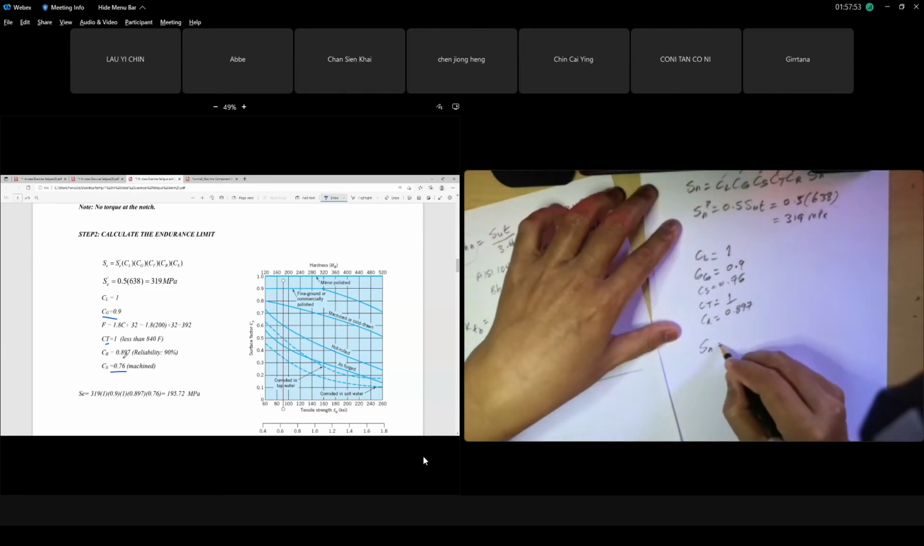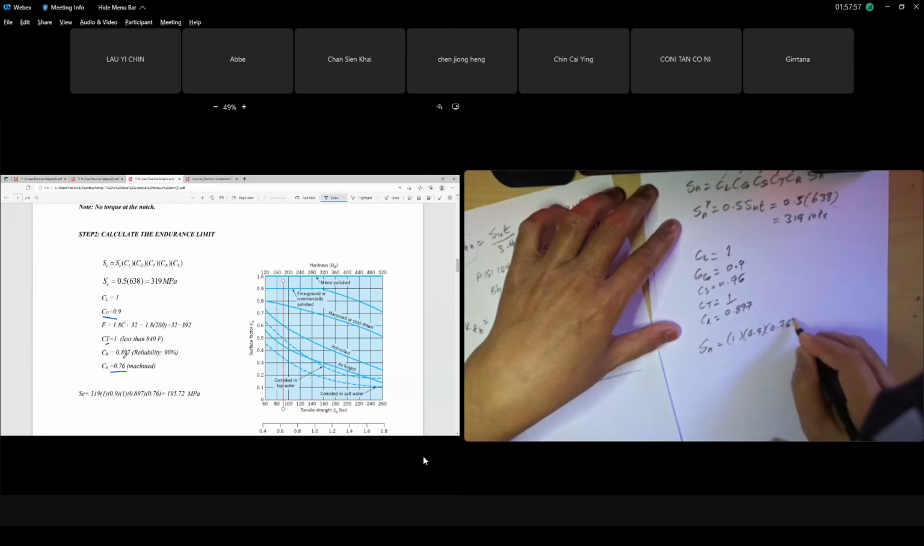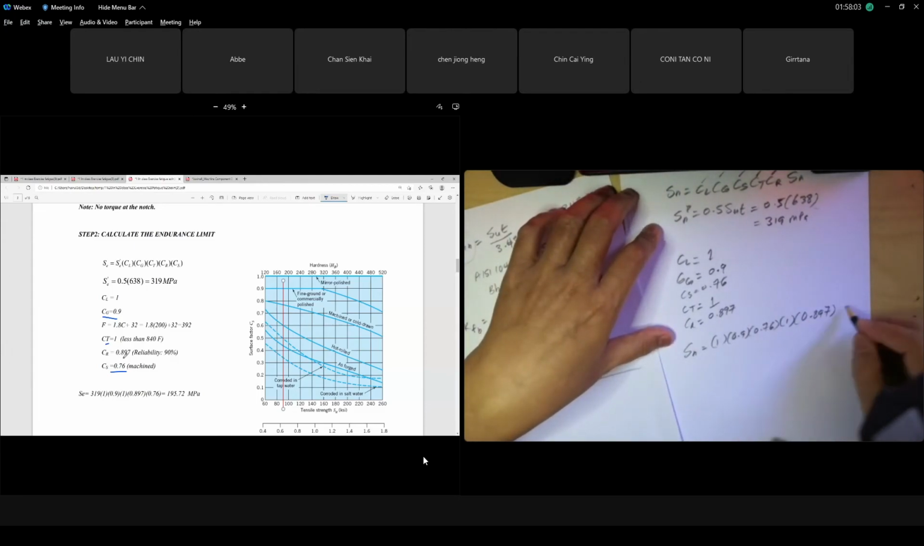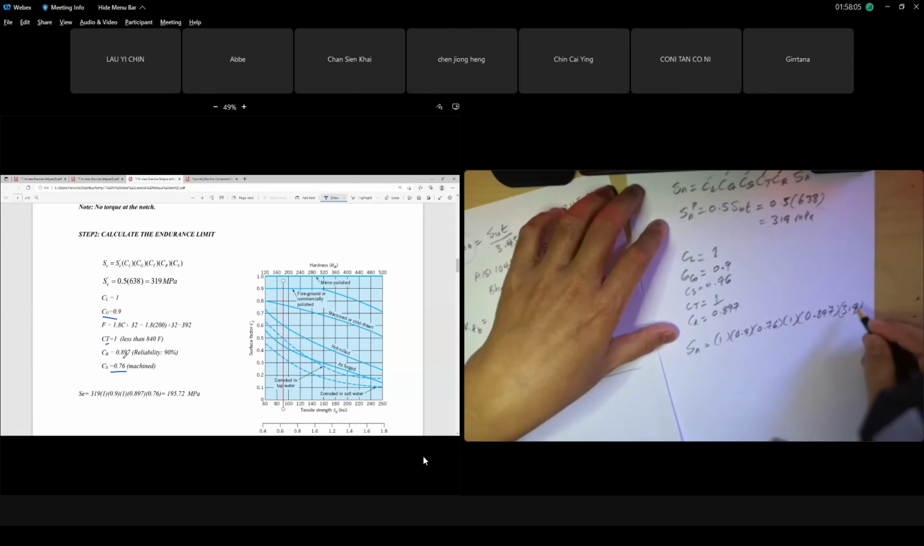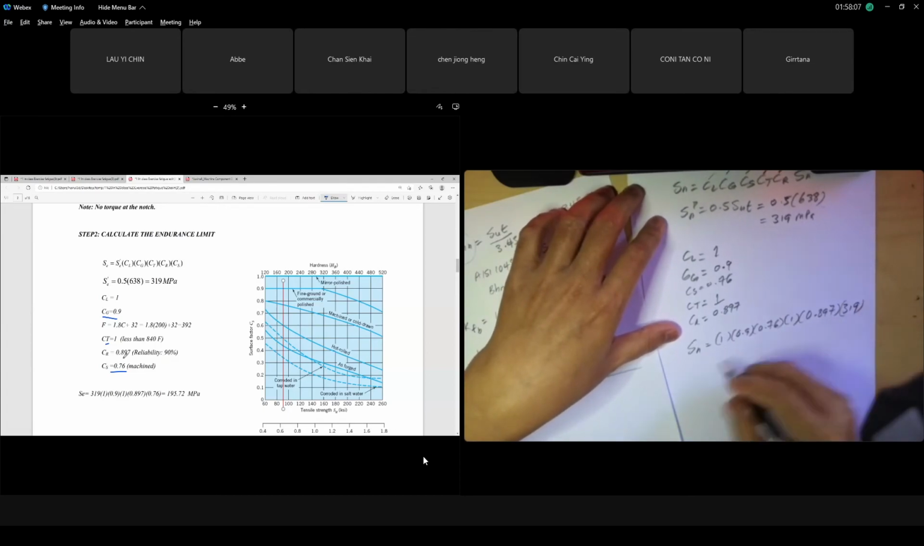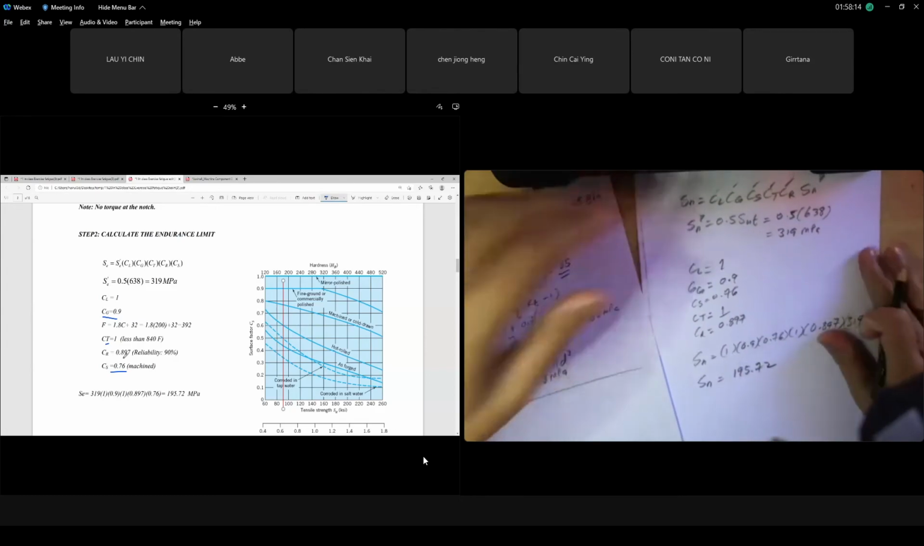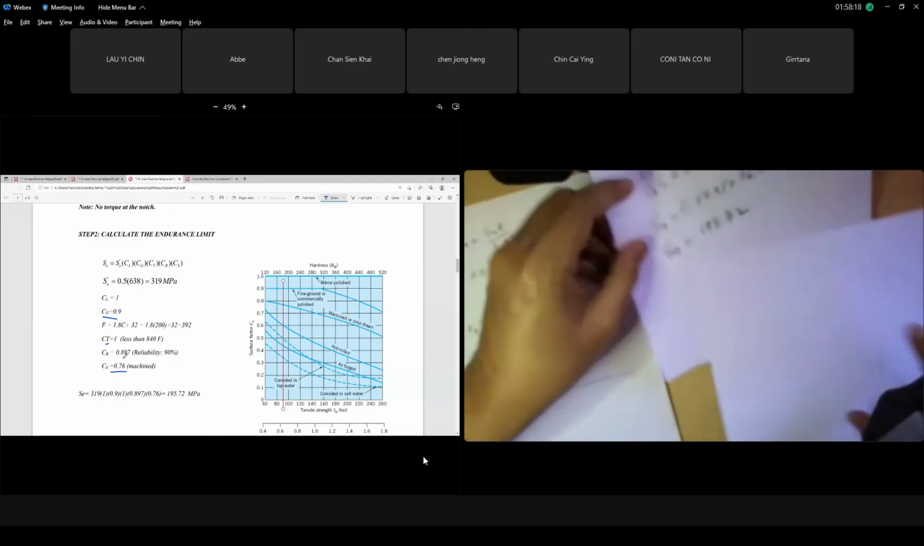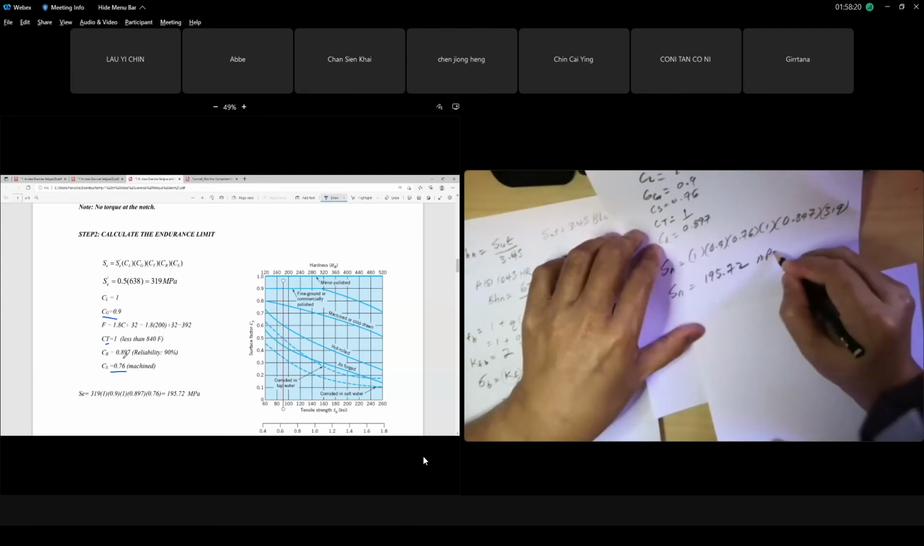So you just put it into the equation. Your SN equals 1 times 0.9 times 0.76 times 1 times 0.897 times your SN prime. SN prime is 319 megapascal. So in the solution your SN is 195.72. Straight away we calculate the safety factor, since we already have our endurance limit.